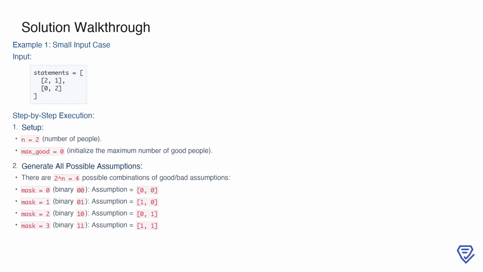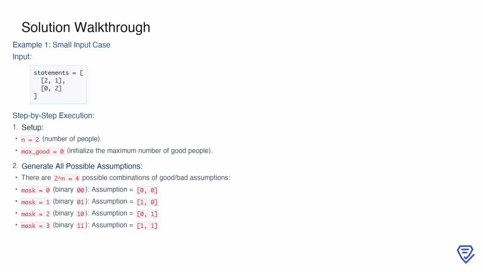To solve this problem, we start by looking at the example input where the statements are given as a 2 by 2 matrix. Each row represents what a person says about others. 2 means no statement, 1 means the person is good, and 0 means the person is bad. Here, n is 2, meaning there are 2 people, and we initialize max_good to 0 to keep track of the maximum number of good people we can identify.